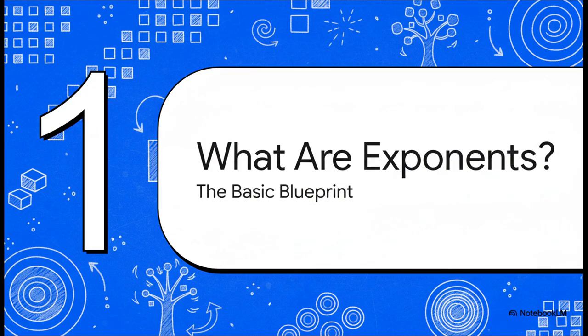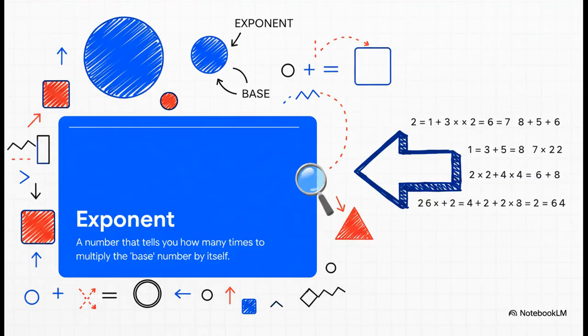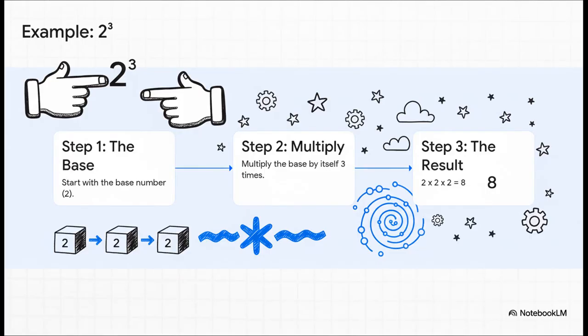Let's jump in and break down the basic blueprint. And hey, don't worry about a bunch of crazy formulas just yet. At their heart, exponents are built on a really simple idea. Okay, so here's the deal. An exponent is just an instruction. You've got the big number on the bottom, that's your base, and the little number up top, that's the exponent. All that little exponent is telling you is how many times to multiply the base number by itself. Seriously, that's it. Let's look at a classic example.